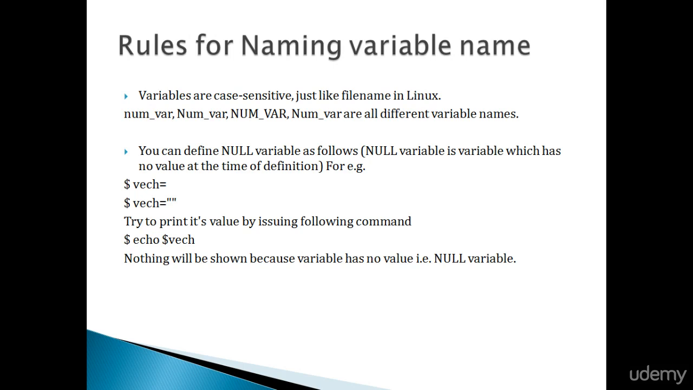You can define a null variable as follows. If you want to assign a null value, use the variable name is equal to blank, don't give any value, or variable name is equal to quotes with nothing in them. When you echo this, it will show that nothing is there, that is a null variable.